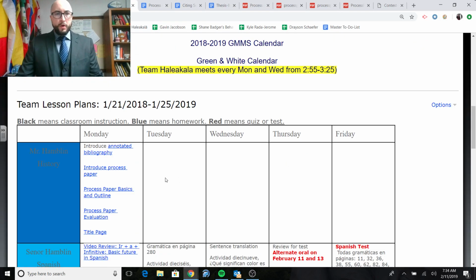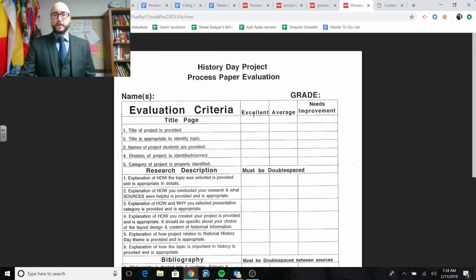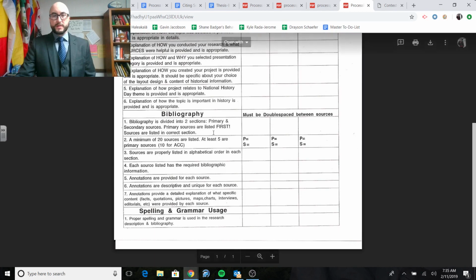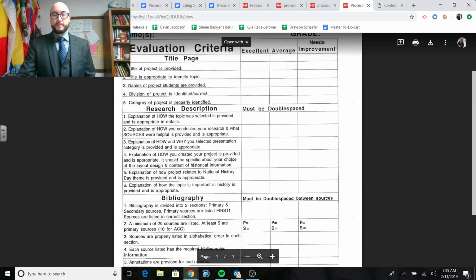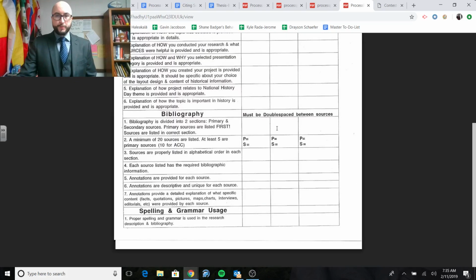So looking at the process paper, we've got the process paper evaluation too. I forgot to mention that. If you pause me and you're still looking at process papers, this is the evaluation rubric I'll look at. This is what we'll use, and this is for our bibliography too. So make sure that you are looking through this, because this is exactly how I will grade it. So this is the rubric I'll use.